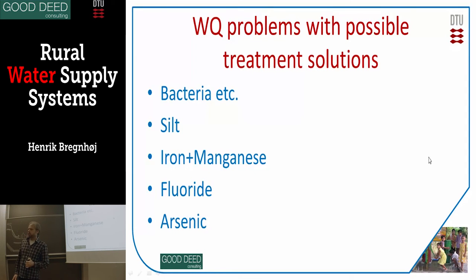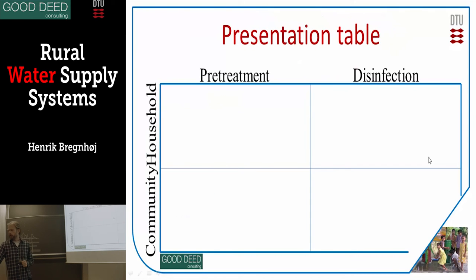It's not everything we can treat. For example, salinity is not on the list here. Those things we can treat are bacteria, silt particles, iron, manganese, fluoride, arsenic. These are the things that we can treat. But salinity, we can also treat, but not in practice. I mean, salinity is something you can treat with a big reverse osmosis machine, but it's something that you don't install in a village because it's expensive and it requires very high skilled labor. So these are the ones we can look at.